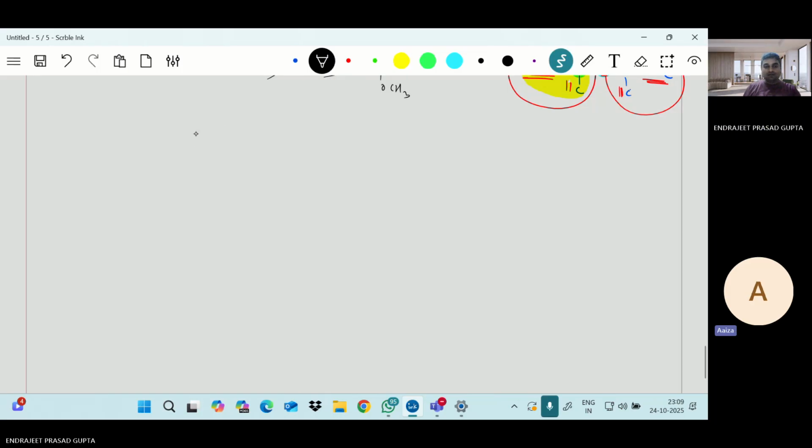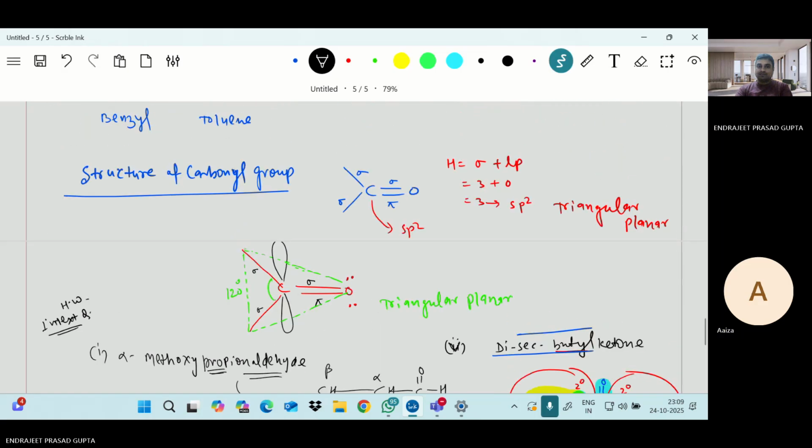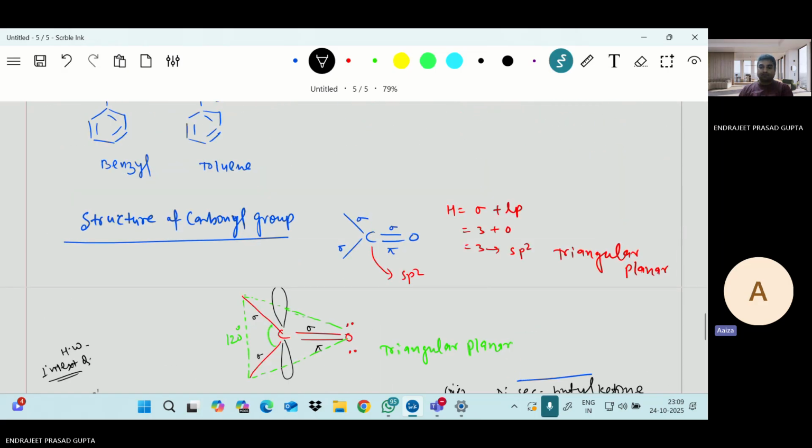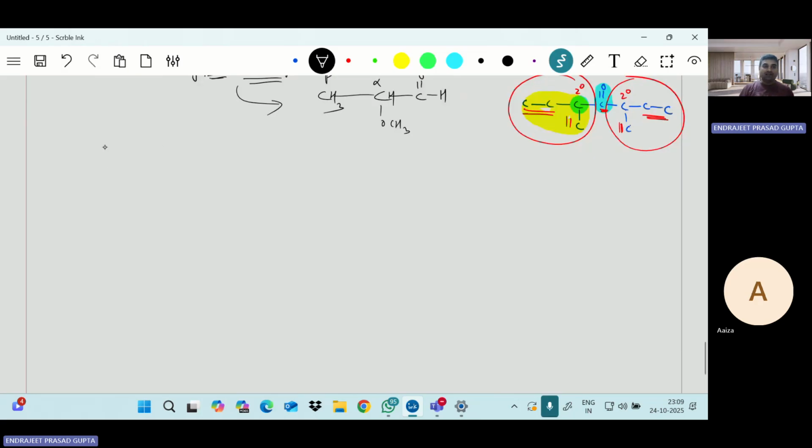Once again, a small topic is left under the structure of the carbonyl group, which is electronegativity and polarity. The polarity part I will explain in the chemical properties.